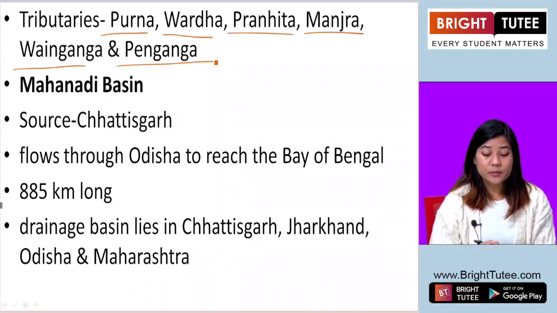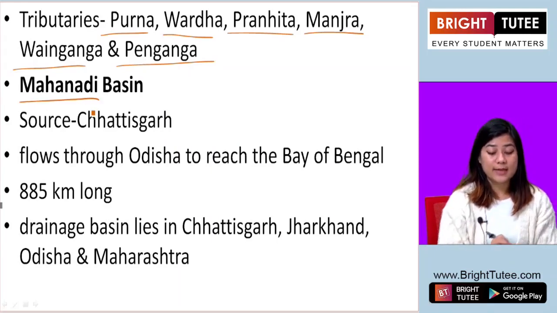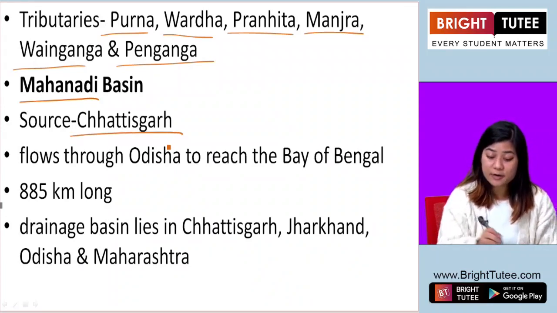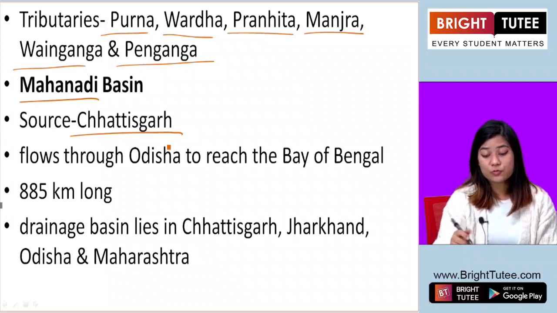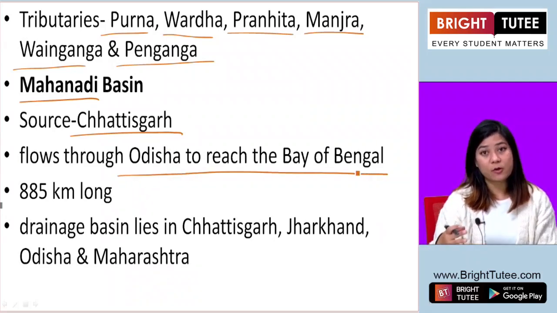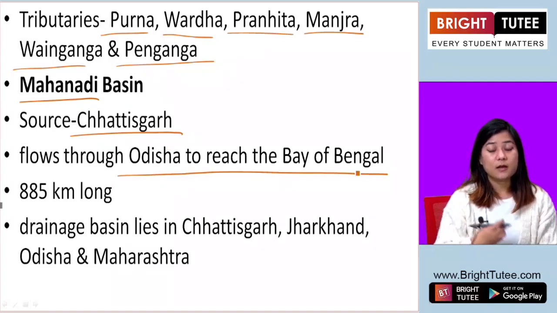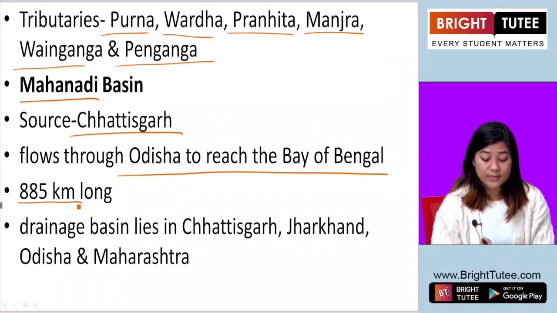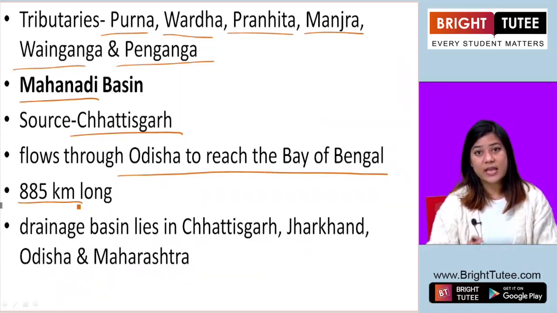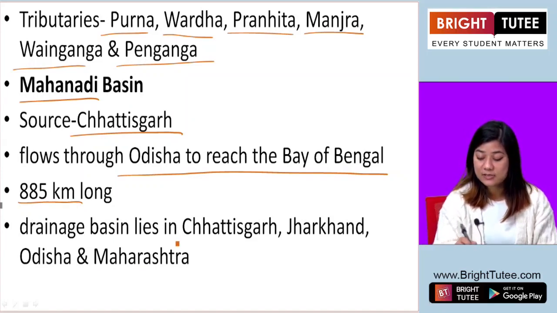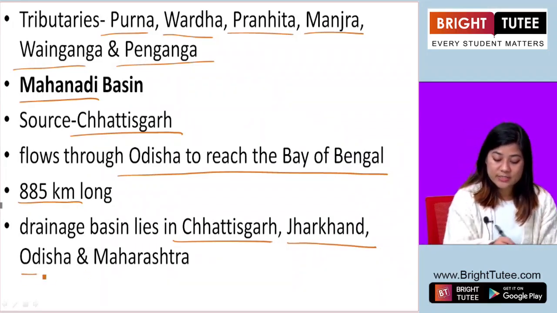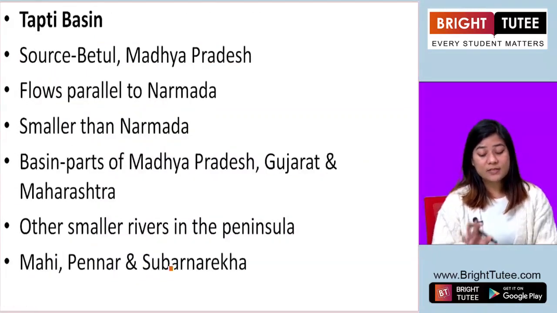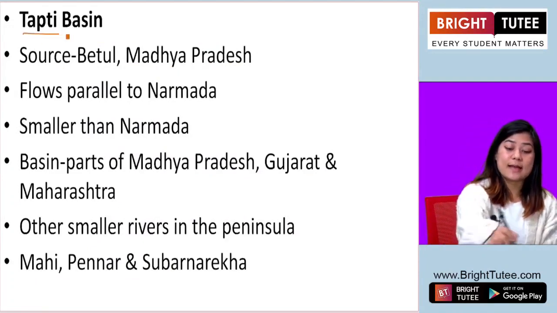Now the next one that we are going to look at is Mahanadi River and its basin. Mahanadi River has its source in Chhattisgarh. It flows through Orissa to reach the Bay of Bengal, and in that process it covers 885 kilometers of distance. Its drainage basin, or the area covered by this river, lies in Chhattisgarh, Jharkhand, Orissa and the state of Maharashtra.